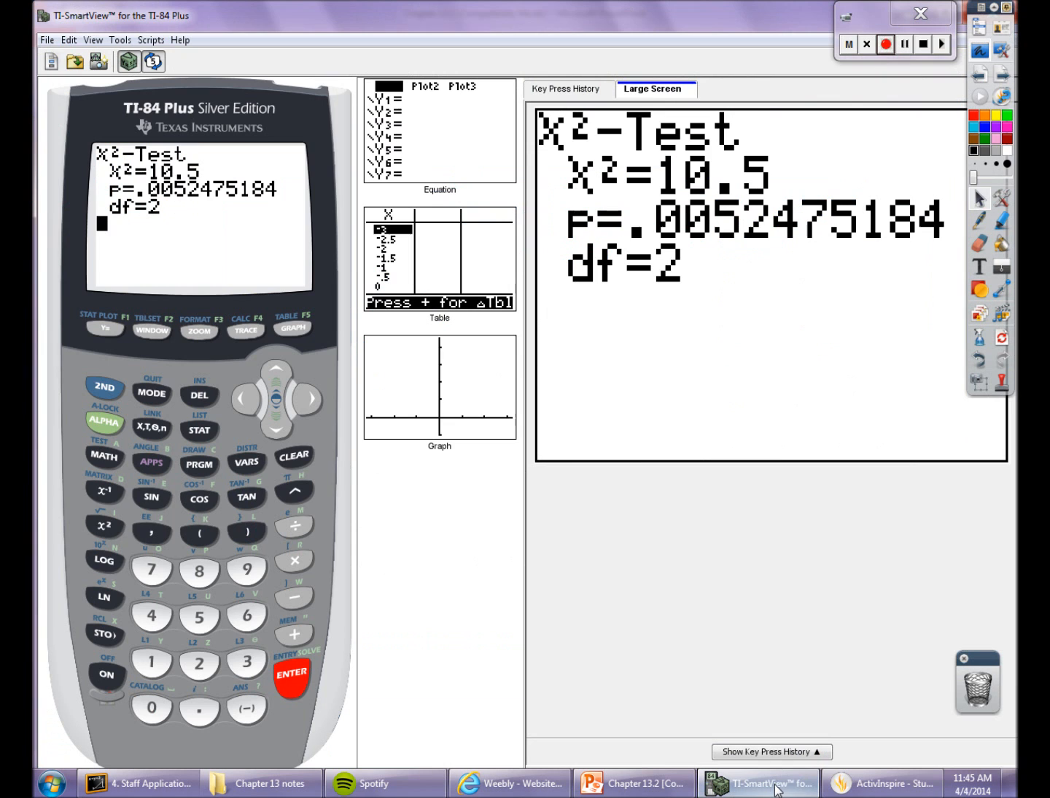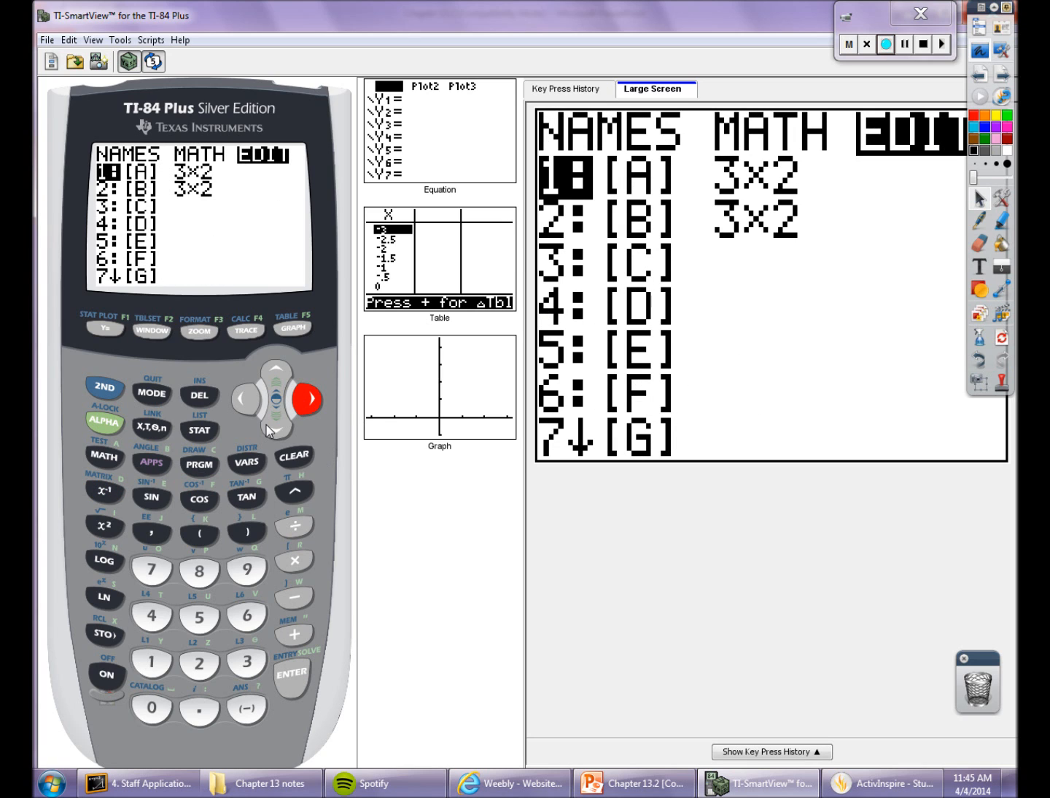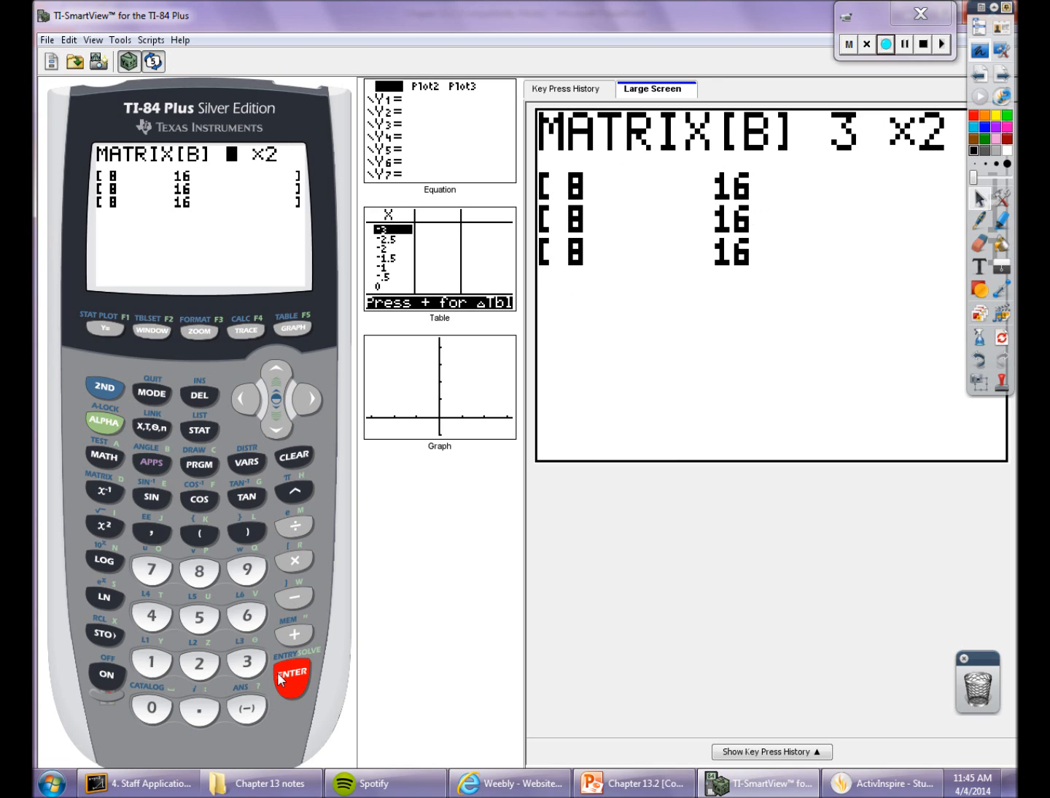Let me show you how to do that. Back when I was looking at my matrices, second matrix, over to Edit. If I select Matrix B, now that I've run the test, it drops them in for me. So I can just grab these from the calculator to begin with.